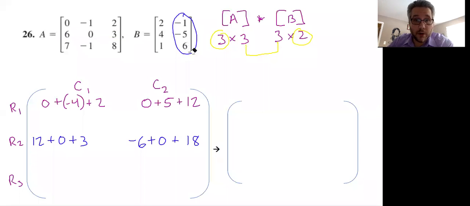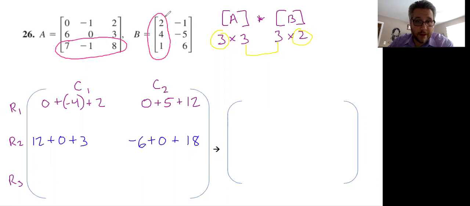So now we'll work on row 3. So we've got row 3 here, and we're going to start with row 3 times column 1. So we're working on this spot. Row 3 times column 1. Here we go. 7 times 2 is 14, plus -1 times 4 is -4, plus the last element times the last. 8 times 1 is 8.